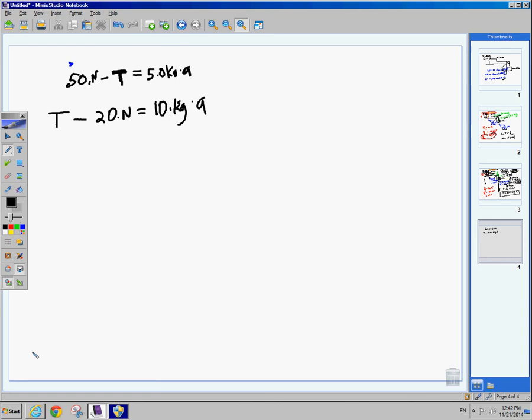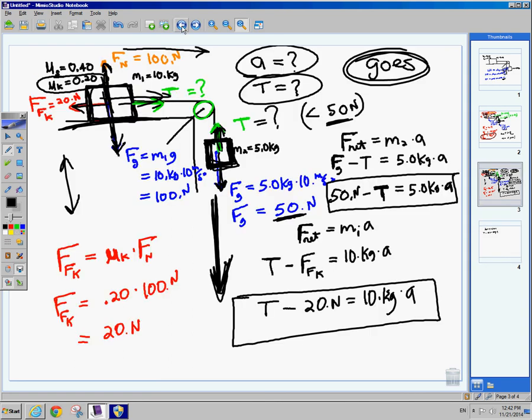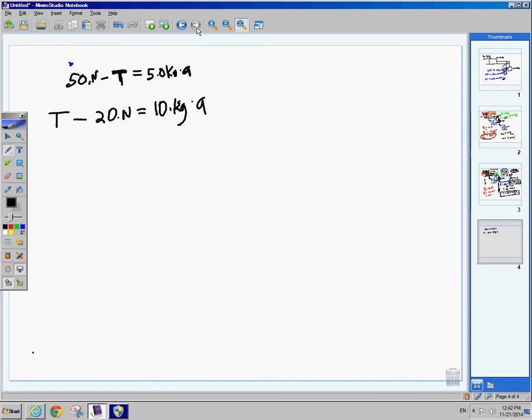Alright, so those are our two equations. I just copied them from the last page, these two equations right here. So there's many different ways. You could solve both of them for T and set the expressions equal to each other. You could do a substitution. I personally like adding the equations together.